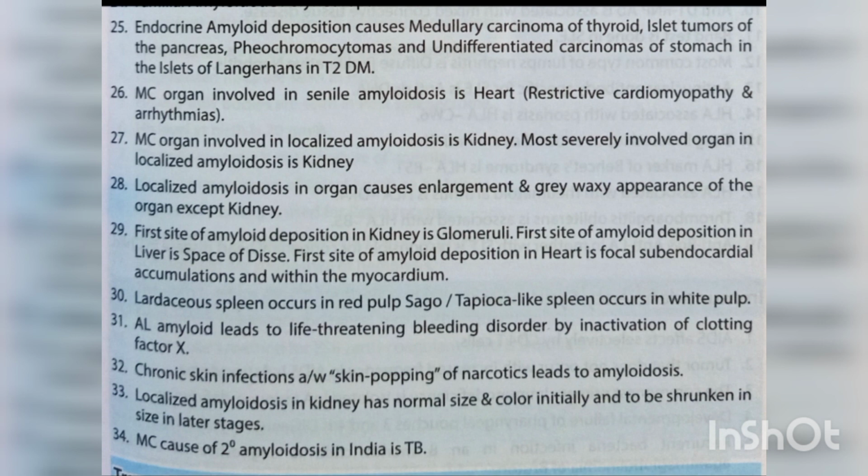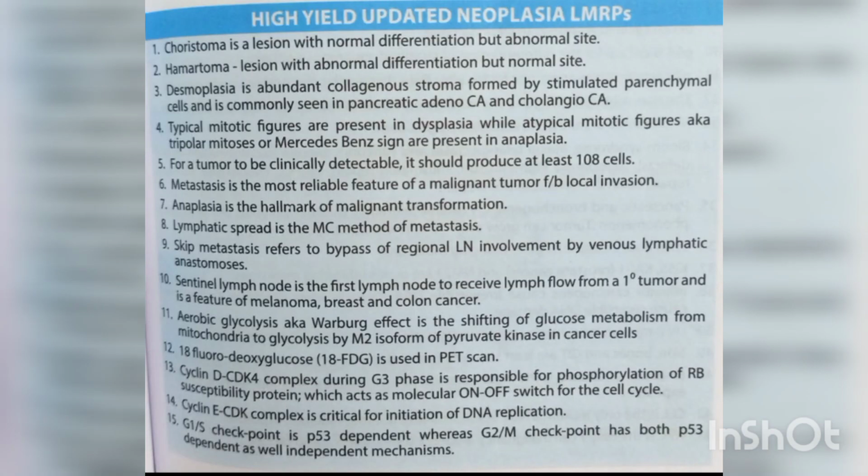Most common cause of secondary amyloidosis in India is TB. Choristoma is a lesion with normal differentiation but abnormal site. Hamartoma is a lesion with abnormal differentiation but normal site. Desmoplasia is abundant collagenous stroma formed by stimulated parenchymal cells and is commonly seen in pancreatic adenocarcinoma and cholangiocarcinoma.